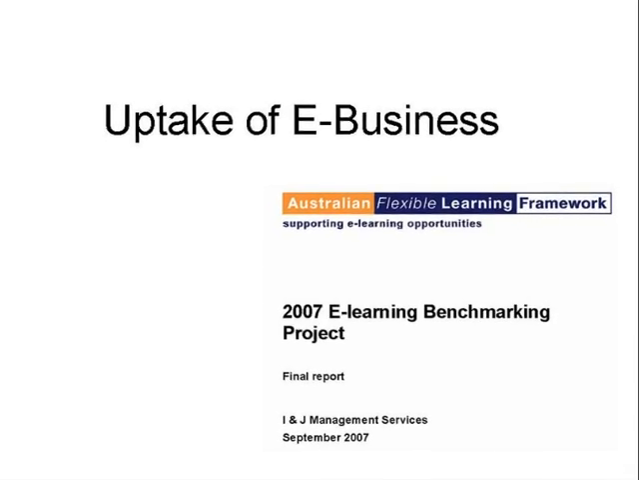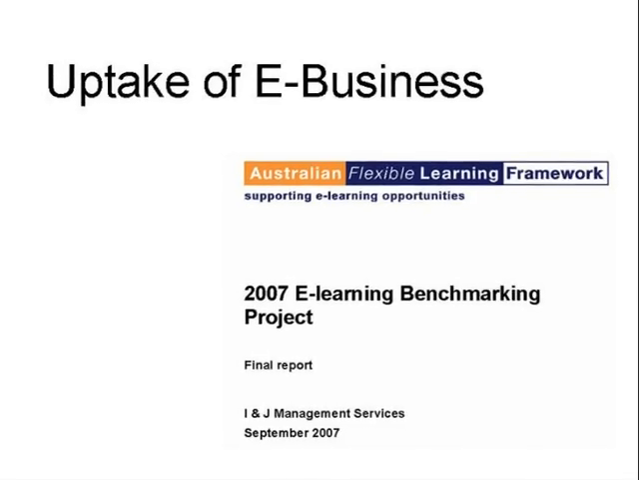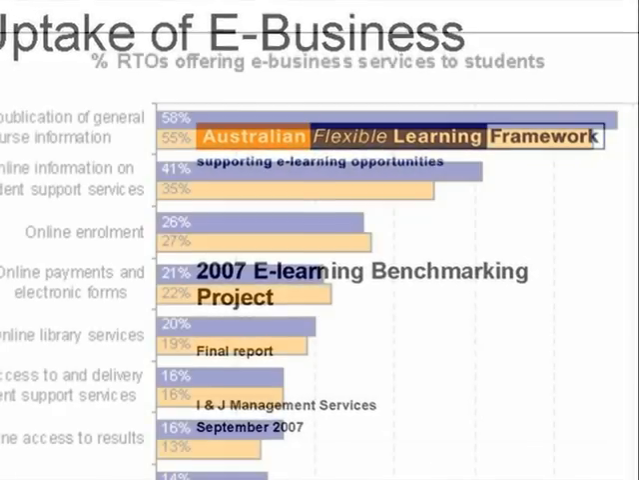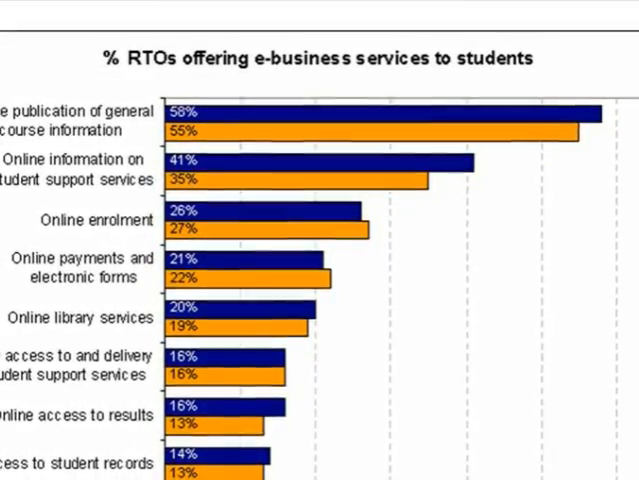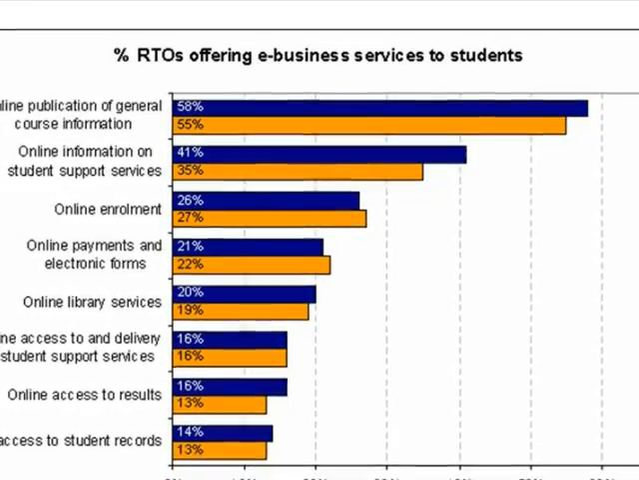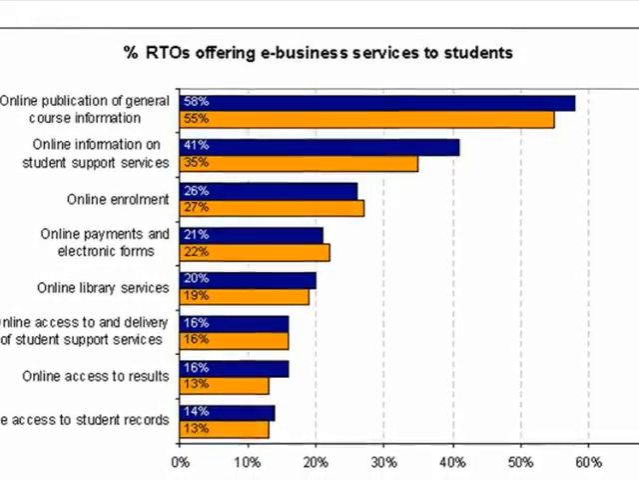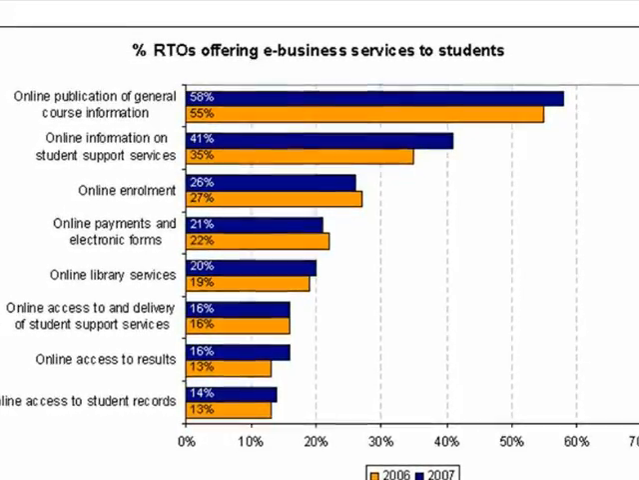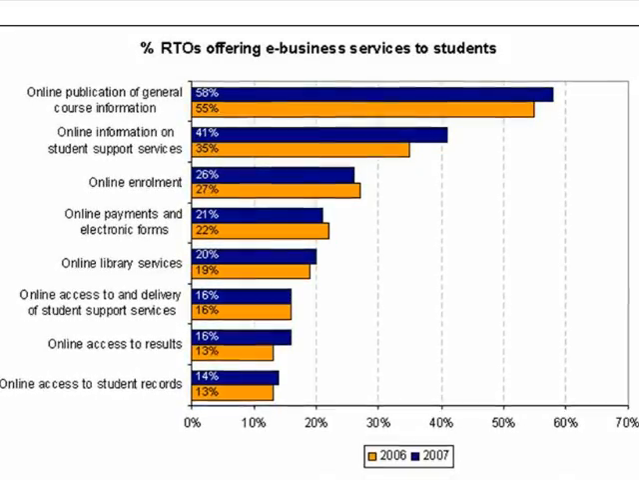Let's now turn our attentions to the use of online technology for the use of administrative and business functions. Here we can see that the percentage of training organisations who offer e-business services to students is most common in the area of online publication of general course information and online information on student support services, with online enrolment and online payments and electronic forms not too far behind.